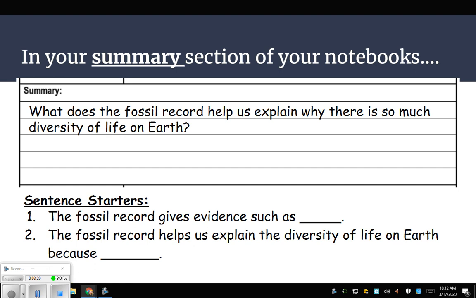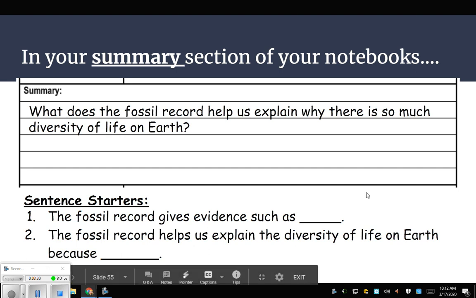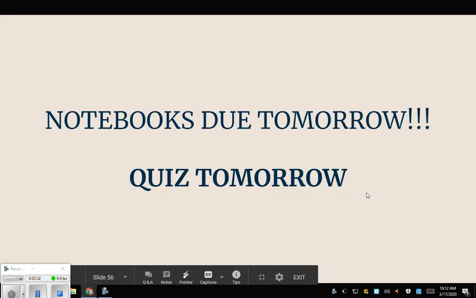Even if you haven't done so, or you forgot to turn something in, or something's missing, still turn it in so you can get some points. You might not get them all, but at least you can get some points. So make sure you get them turned in. And remember, you have a quiz tomorrow, so study up.